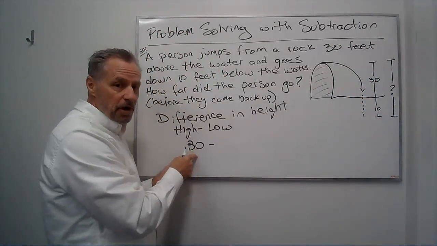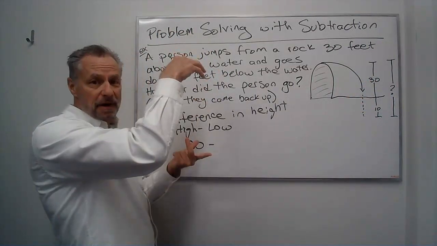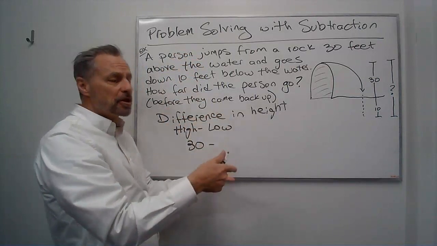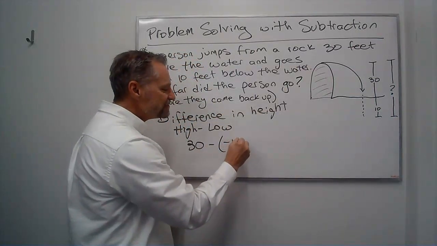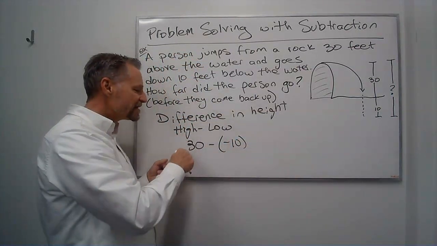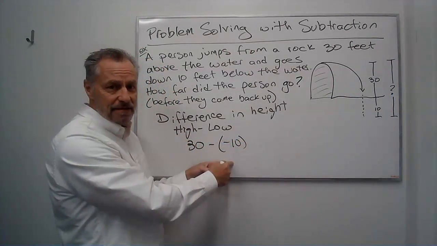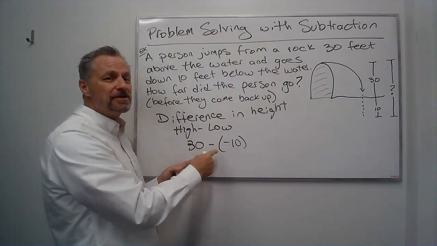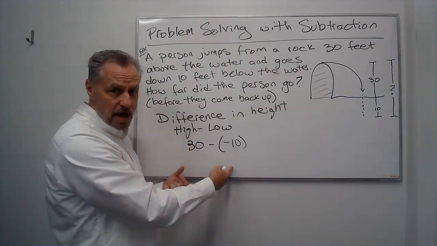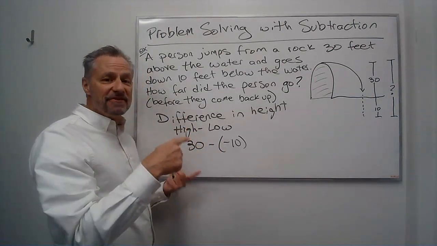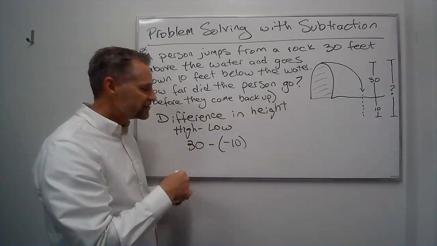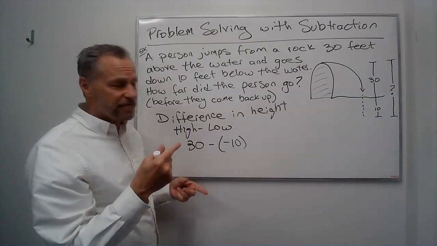So this was a positive 30, it was 30 feet above the water. 10 feet below the water, we're going to put as a negative 10 as their height. So now I've got 30 minus negative 10. And remember, subtraction is the addition of the opposite. I will link my video where I talk about subtraction at the end of this video, so you can go back and review it if you need to.